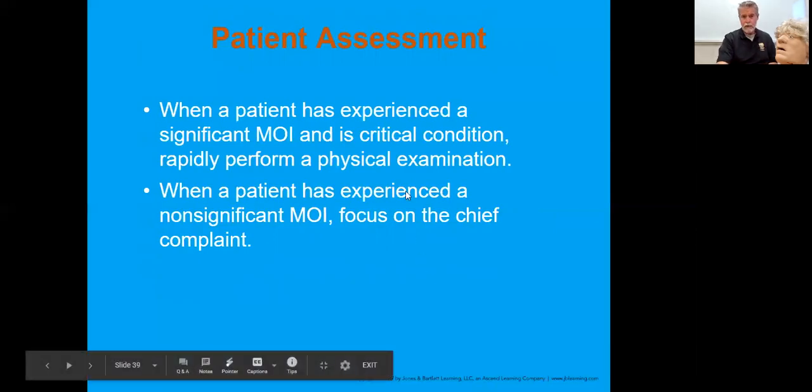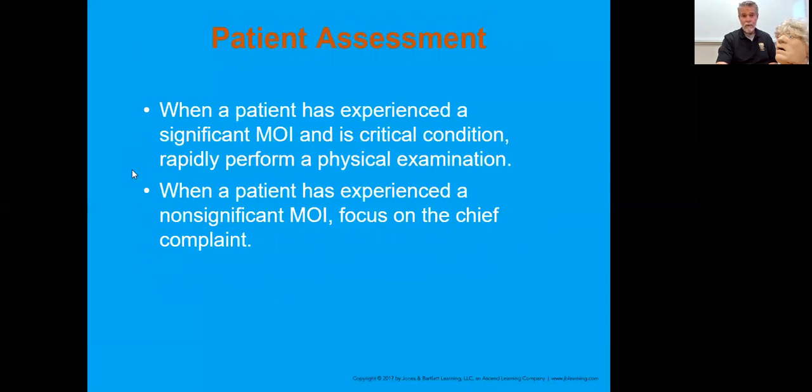Now, when the patient has experienced a significant mechanism of injury, critical condition, well, that's where we do the rapid physical exam. And we'll take you through the rapid physical exam. We do more of these in class. But if they have a non-significant MOI, what they're saying is just focus in on that chief complaint. If I can tell you, yeah, I was doing this and I broke my ankle, great. We don't need to check absolutely everything in detail like we would if they're unable to tell you what's wrong with them. This all relates back to the find and fix.